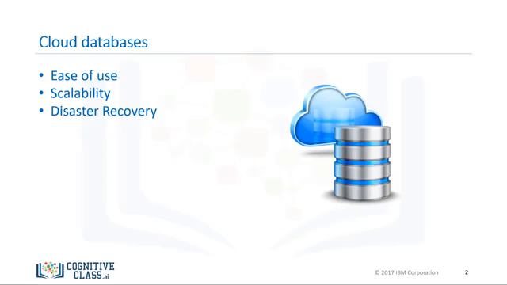A few examples of cloud SQL databases are IBM DB2 Warehouse on Cloud, Compose for PostgreSQL, Oracle Database Cloud, Microsoft Azure SQL Database, and Amazon Relational Database Service, which can run in the cloud, either in a virtual machine or as a service, depending on the vendor.